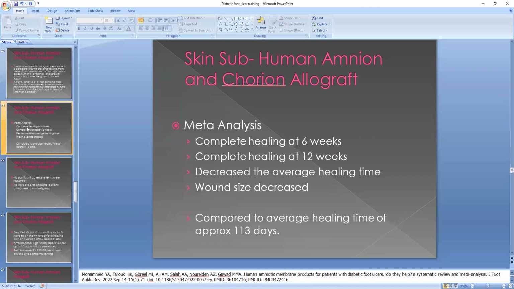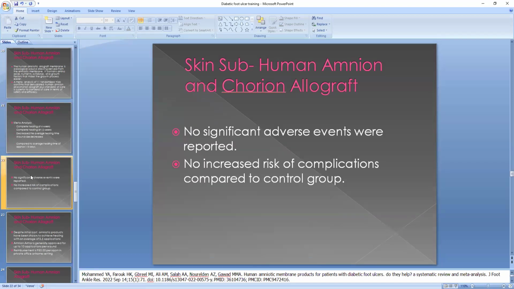Oh, are y'all seeing a change? Sorry, I don't know if y'all are seeing this slide okay? The skin sub human amnion one? Yes. Yeah, we're on there where it says meta-analysis. And then we're on the next one, the skin... Yep. No significant adverse events. Yeah. Okay. Perfect. Thanks. So it's a screen share, so we can see exactly what you see. Okay, I wasn't sure, for some reason I wasn't looking out. I'm doing the right thing for you.